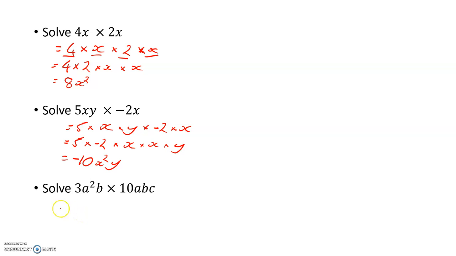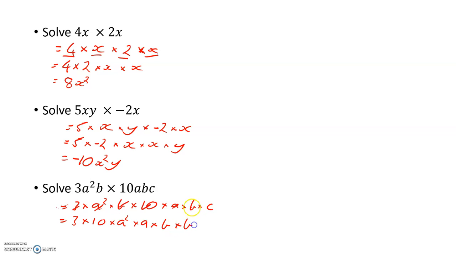Last one, 3a squared b is written as 3 times a squared times b times 10 times a times b times c. Rewrite it with the numbers at the front, 3 times 10 times a squared times a, and I've used that, I've used that, I've used that, I've used that, times b, use that, times b, times c.